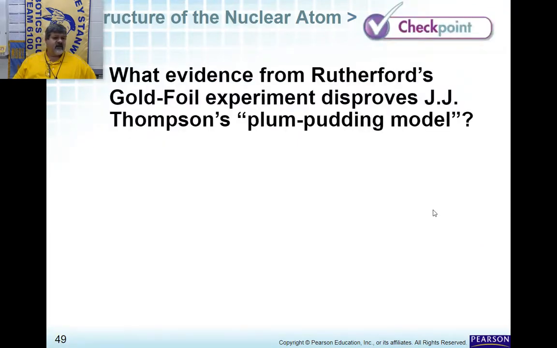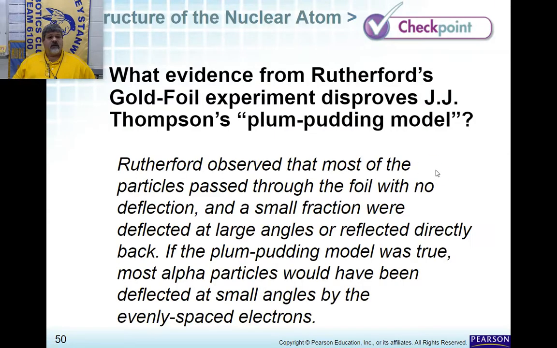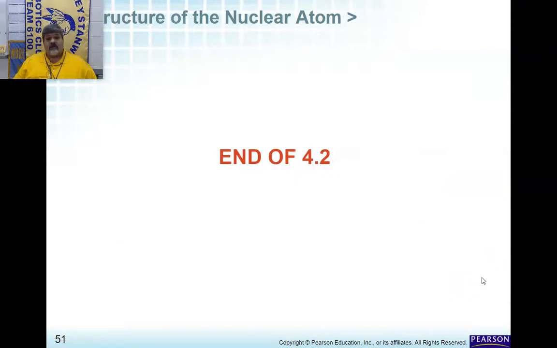So what evidence in Rutherford's gold foil experiment disproved J.J. Thomson's plum pudding model? It was really that some of the particles bounced back. They were deflected at small angles or even bounced back. With J.J. Thomson's model, he thought everything should go right through. Almost everything did. Remember, it was only 1 in every 8,000 that bounced back.